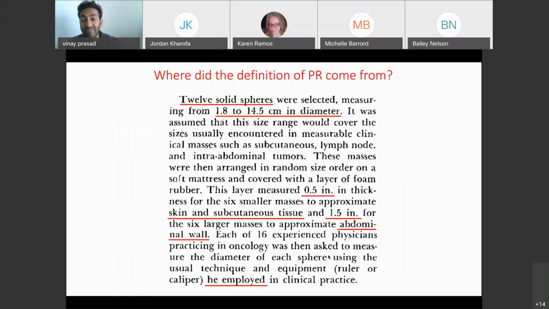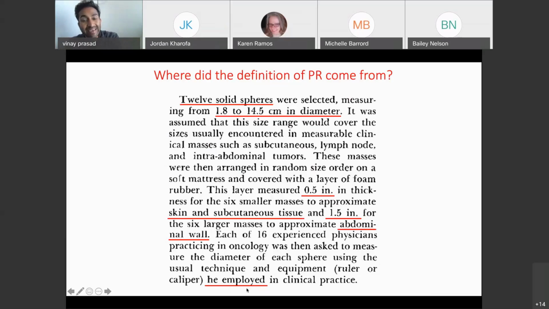Moertel got 12 marbles and they ranged in size from 2 to 14 centimeters, the standard issue marbles that you and I probably have in our houses as we speak. He put them on his table and he rolled out foam rubber. He rolled out 1/2 inch thick foam rubber to approximate the skin and subcutaneous tissue, and 1.5 inch thick foam rubber to approximate the abdominal masses. And each of the 16 experienced oncologists was asked to measure the diameter of each sphere using the usual technique that, quote, he employed in clinical practice.